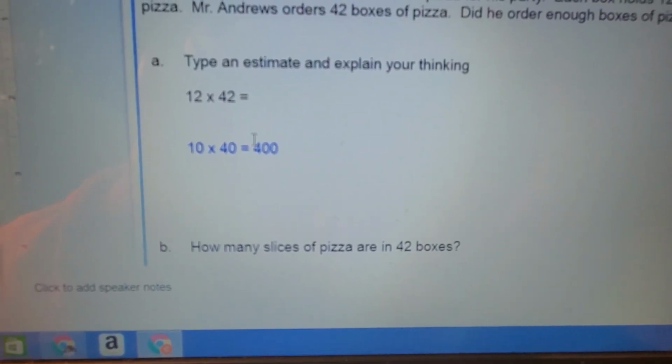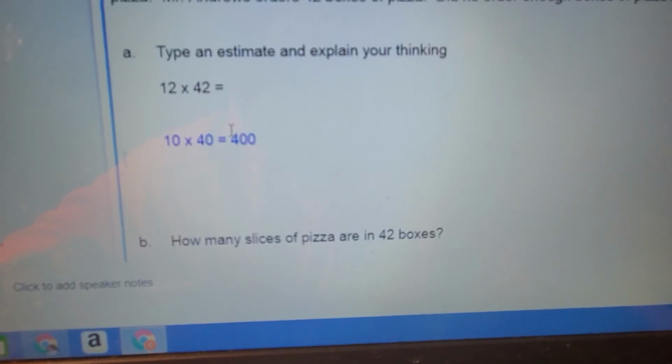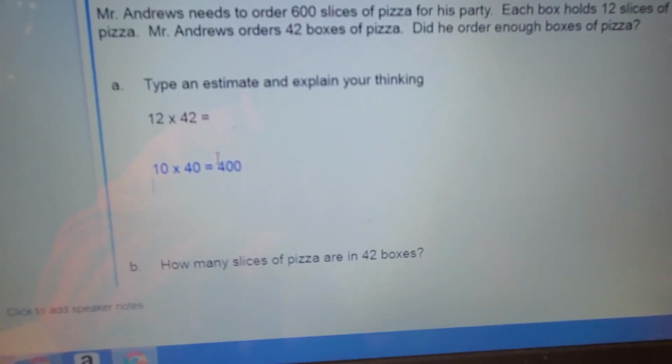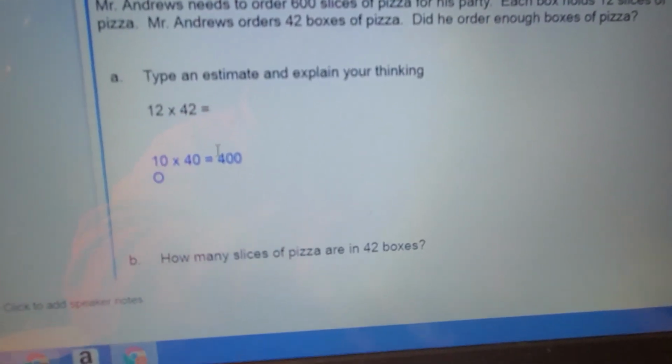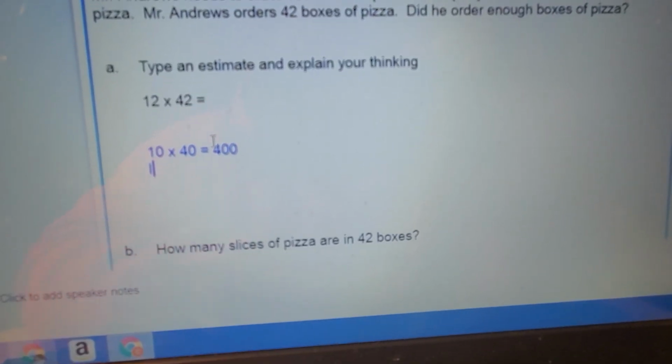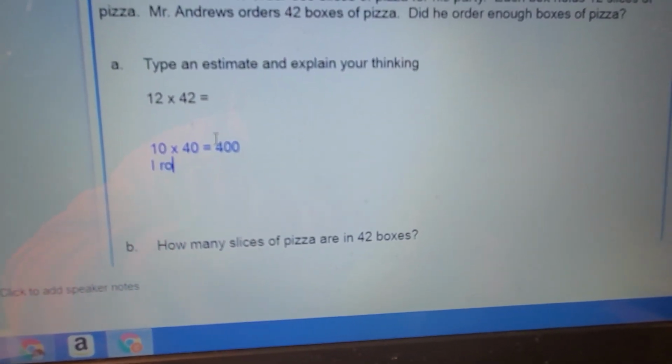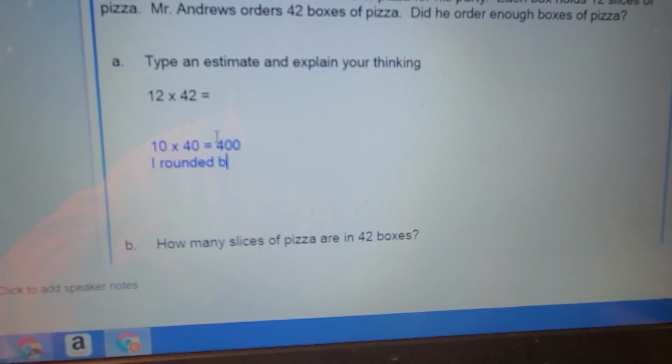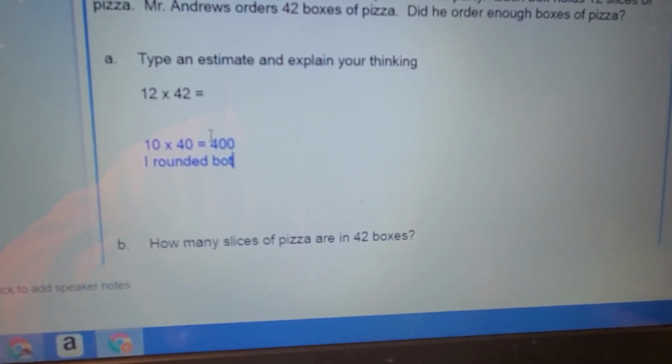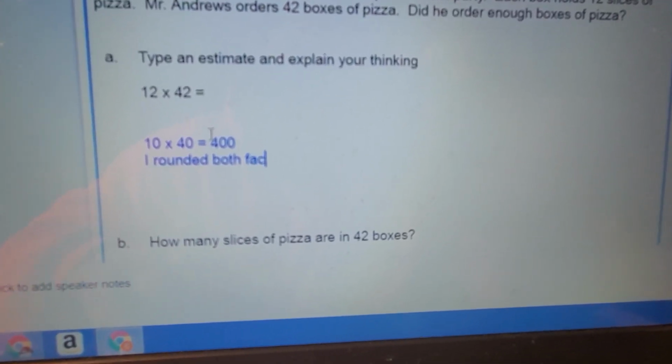And I would say, right here, I rounded both factors to the nearest 10.